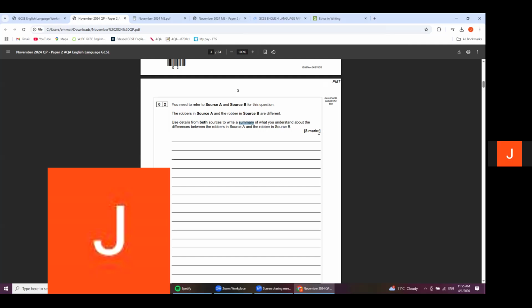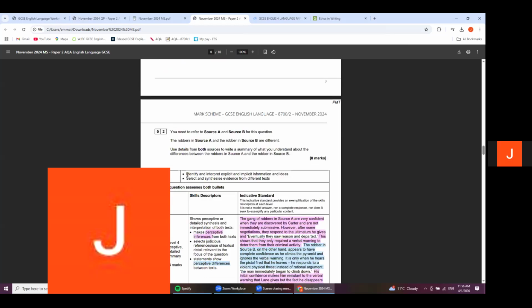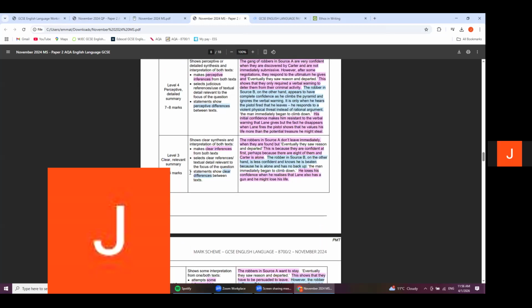So question 2 is an 8-mark question. So again, 8 to 10 minutes on this question. And I will show you an example of what a student has responded at the bottom and at the top level. Okay. So for question 2, it's AO1. So the same as question 1. Identify and interpret explicit and implicit information and ideas, and select and synthesize evidence from the texts.